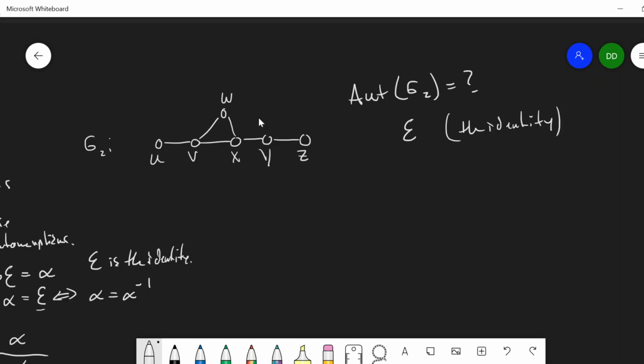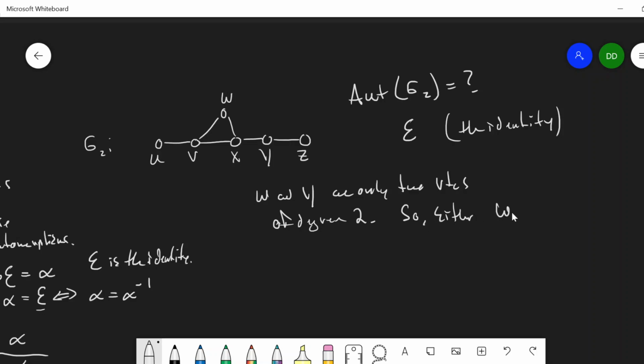Y and W are the only vertices of degree 2. So either W gets sent to itself and Y gets sent to itself, or W gets sent to Y and Y gets sent to W.